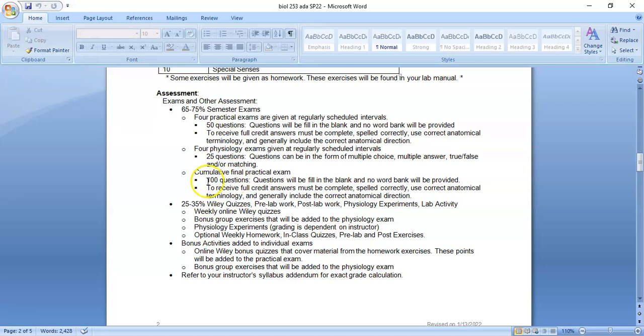You do have a final cumulative exam. Again, this is just going to be on anatomy. It will be 100 questions, fill in the blank, no word bank, just like the anatomy tests. 25 questions from that will come from the first block of material, 25 from the second block, 25 from the third block, and 25 from the fourth block.